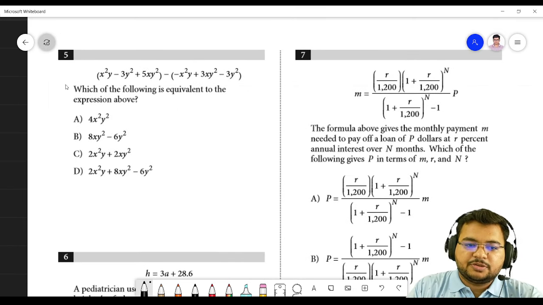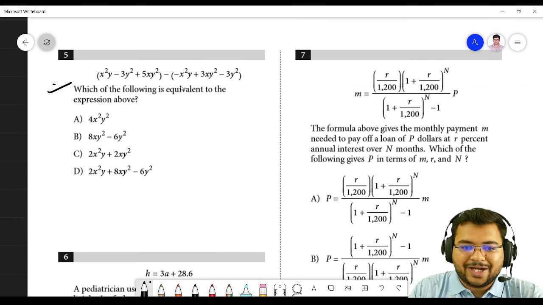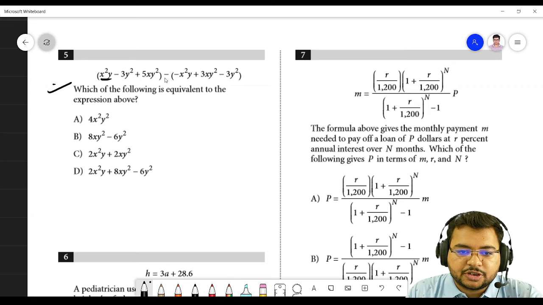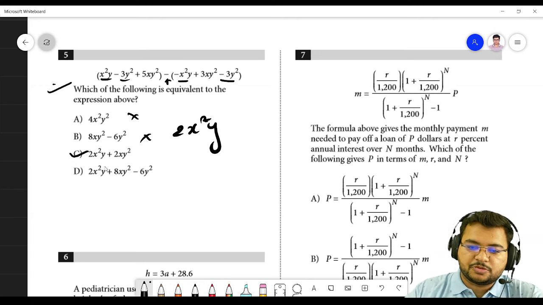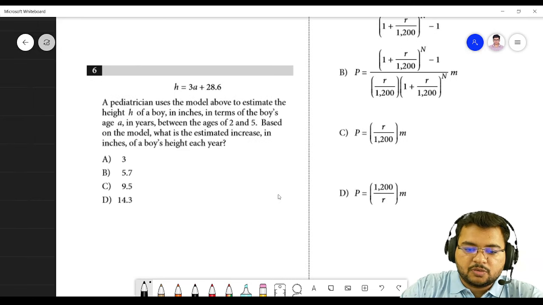Okay. Here is a basic question of polynomials. We have to add the like terms. Okay, so this and this are like terms. So x square y minus of minus x square y, that is 2x square y. Okay, so by this way this option and this option are eliminated. Now 3y square and 3y square are the same terms and a minus sign is there in between, so there should not be a 3y square term or a y square term, so by that it will be option C.